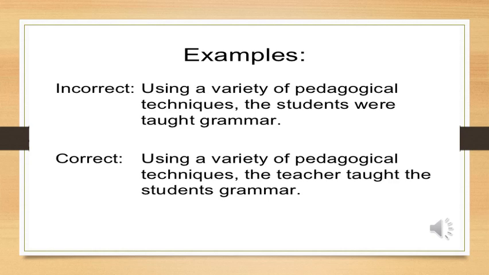Using a variety of pedagogical techniques, the students were taught grammar. This sentence has a dangling modifier. So to correct it, we can say: using a variety of pedagogical techniques, the teacher, instead of the students, the teacher taught the students grammar. We change the subject here in the main clause in order to avoid dangling modifiers. Is it clear? I hope so.